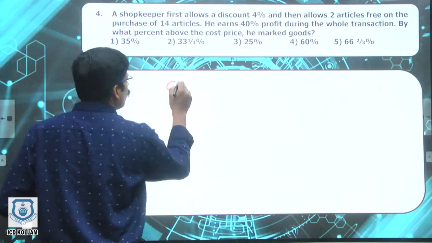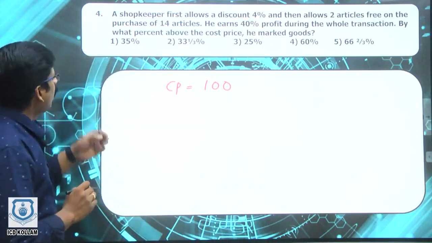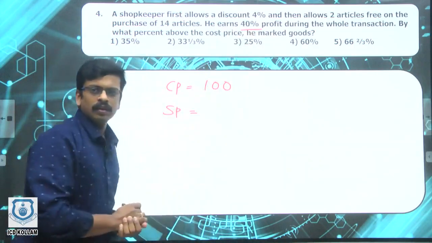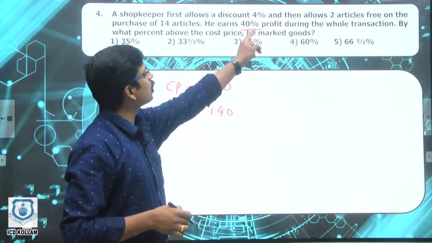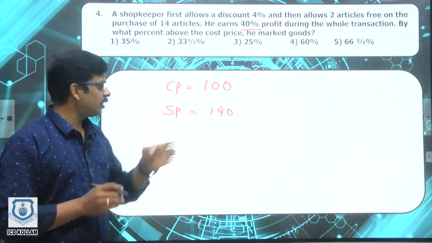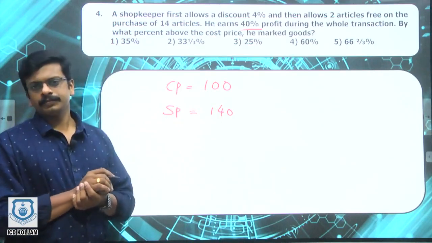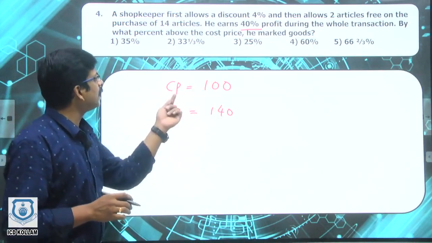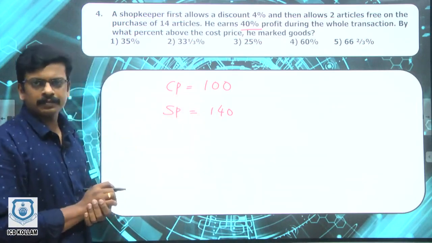You know, we can assume cost price as 100. And then the selling price must be 140, because he earns 40% profit. It happens only when CP is 100 and then the SP should be 140. You can assume any value of CP, but for convenience, I take it as 100. So this is going to be our SP.